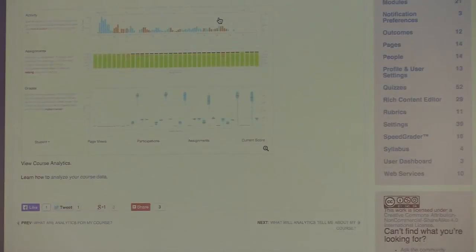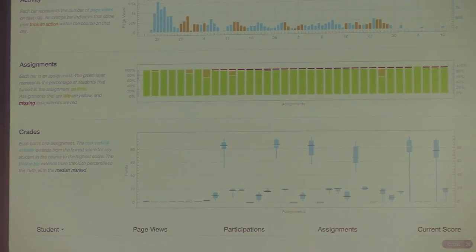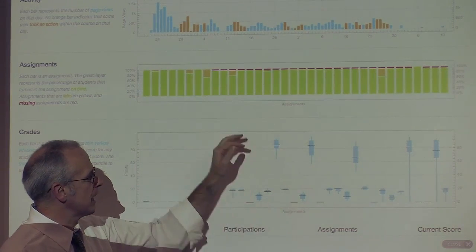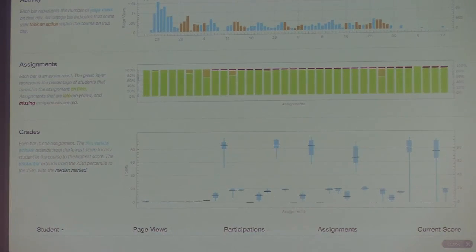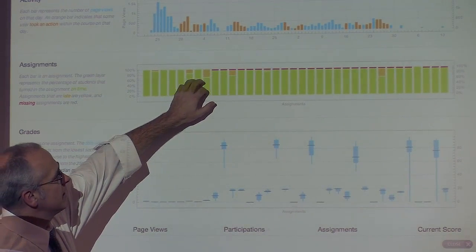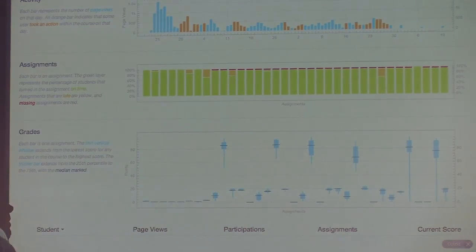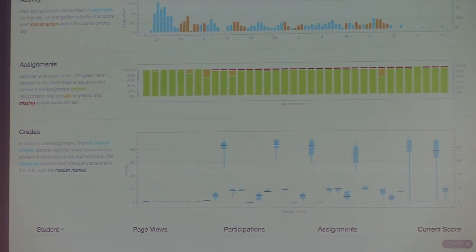Here's just a quick view of what things look like inside of Canvas. If you haven't seen the Canvas analytics before, here is grades per assignment. Each column here is an assignment. You've got a box of whiskers here telling you what the average grades are like and what the distribution of grades is like. Assignments that are on time in green, late in yellow, missing altogether in red. And again, number of page views up here. Blue are page views, oranges are page views where they took some kind of action, like they submitted something or they contributed to an online discussion, something like that.